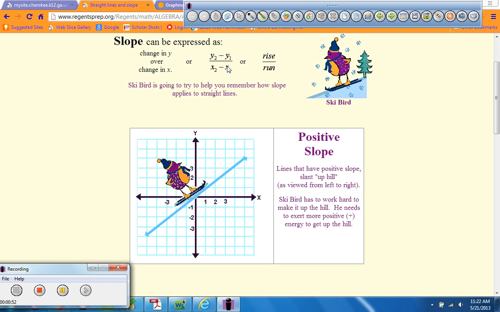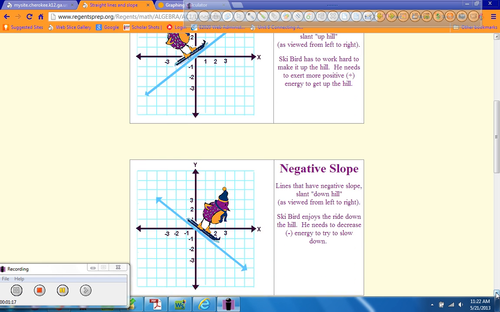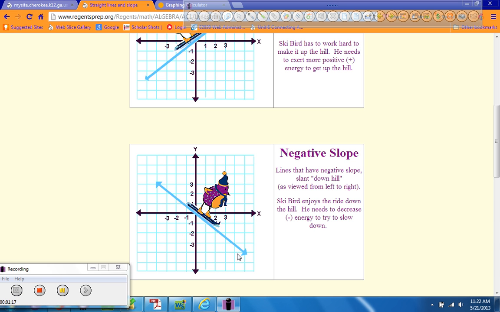Again we have our formula. Now we're going to look here. A positive slope slants to the right, and we have our little penguin guy going up this way, so this would be a positive slope. Lines that slant uphill is the way we normally think about it. And then if you go down to the next one, we have a negative slope if we're coming downhill.